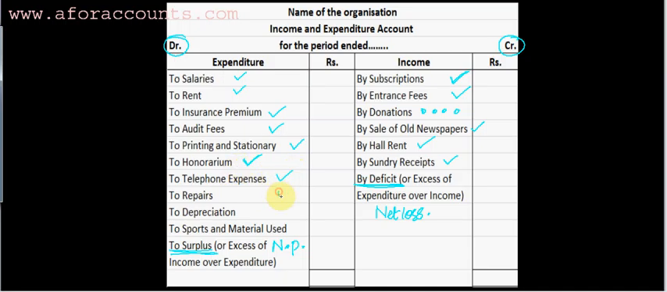Telephone expenses, repairs, depreciation, and any material used, say sports material used, has to be debited in your income and expenditure account. So I will write all the expenses on the debit side as I do in the P&L. I will credit all the income on the credit side as I do in the P&L. And the net profit, the profit which I earn, is called surplus, and in case of loss it is known as deficit. Going on to the next slide.